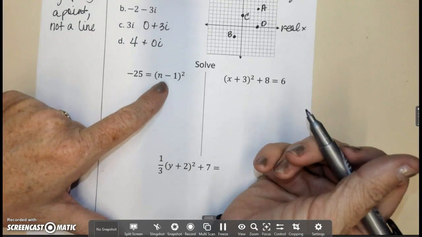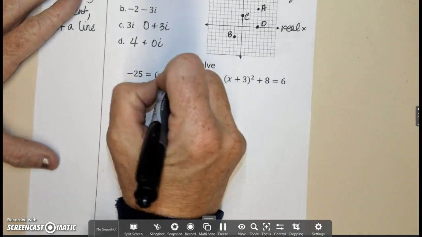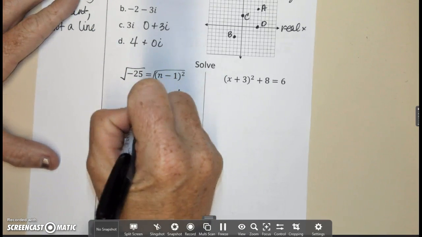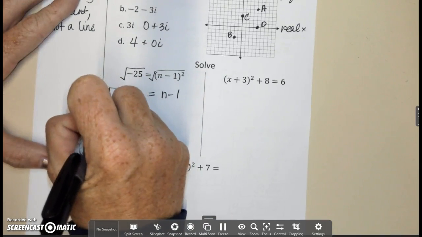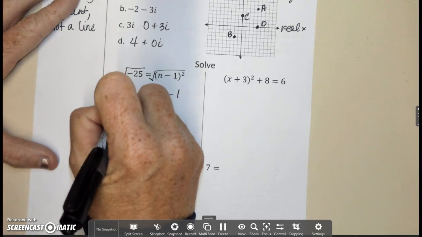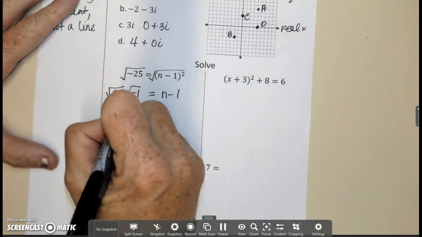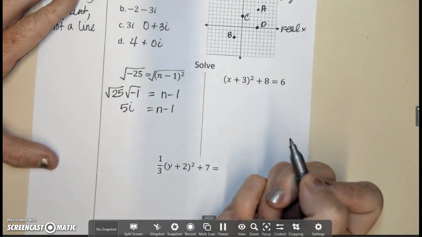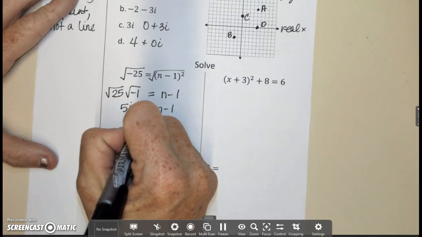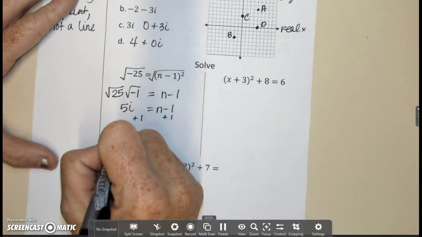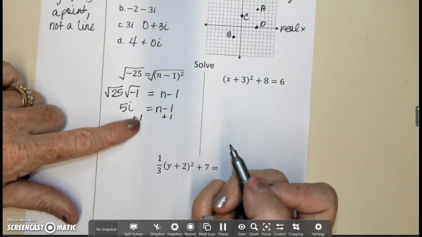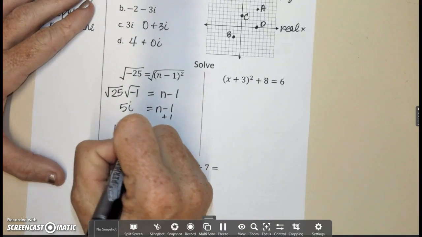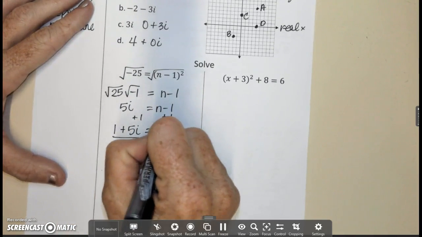Alright, so first thing I need to do here is take the square root of both sides. So I'm going to square root that, and that would give me n minus 1 here. The square root of 25, I'm going to change to square root of 25 and square root of negative 1. So I know that n minus 1 equals 5i. Then I need to add 1 to both sides. And I need to put this in a plus bi form. So I'm always going to put the real number first, then the imaginary number. So I would have 1 plus 5i equals n.